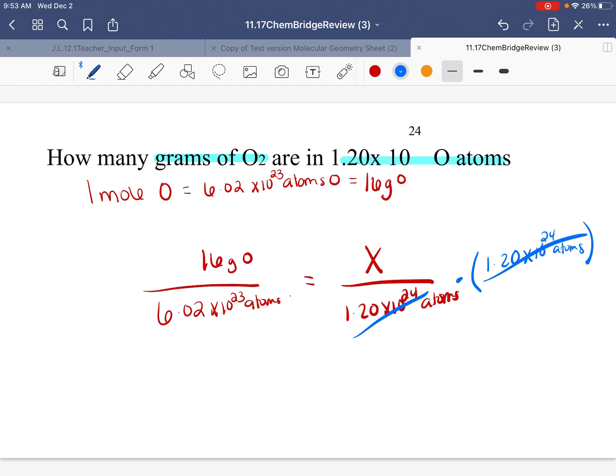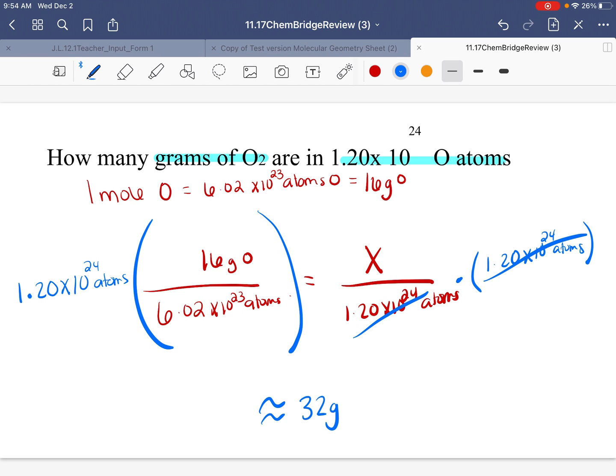But remember, whatever I do to one side, I have to do to the other. So make sure that you solve for this first. Put that in parentheses when you plug it into decimals. And then you're going to multiply that answer times 1.20 times 10 to the 24 atoms. And once you plug it into the calculator, guys, you should get an answer of about 32 grams of oxygen. Very simple, guys. Practice this question. Practice it again. You'll see something very similar on the exam.